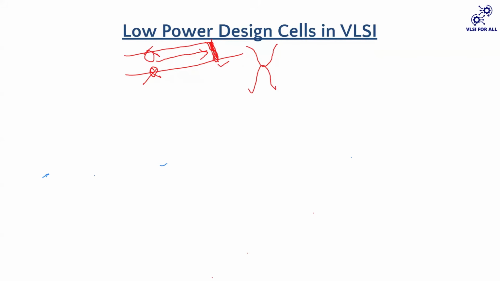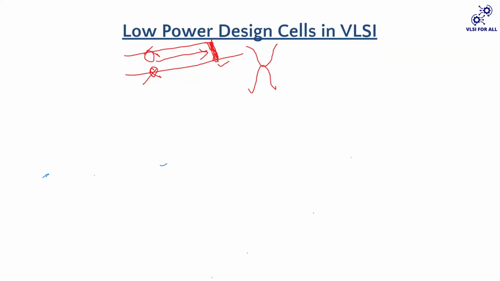Yes, ma'am. In VLSI terminology, the higher voltage is always termed as VDD. The lower voltage, we as students used to call it ground, but mostly here they also term it as VSS. So something at a higher voltage is VDD, and something at a lower voltage is VSS.